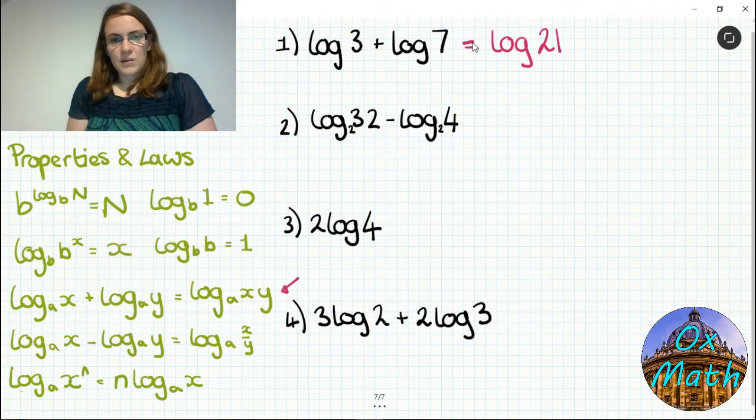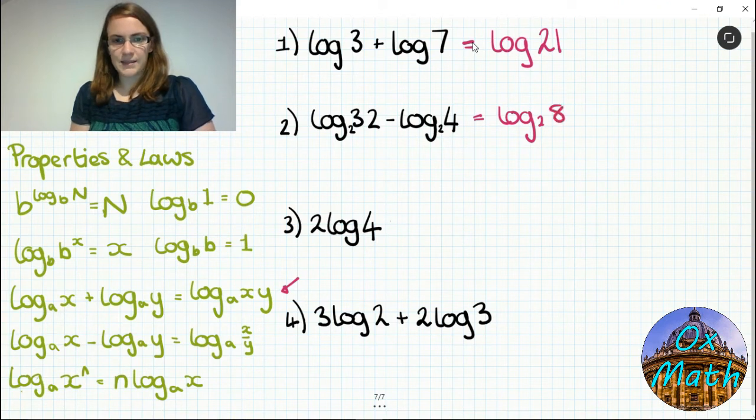Log base 2 of 32 minus log base 2 of 4, again they are the same base, so we can use our log laws to combine that to a log of the same base by dividing this time because it's a subtraction. 32 divided by 4 is 8.